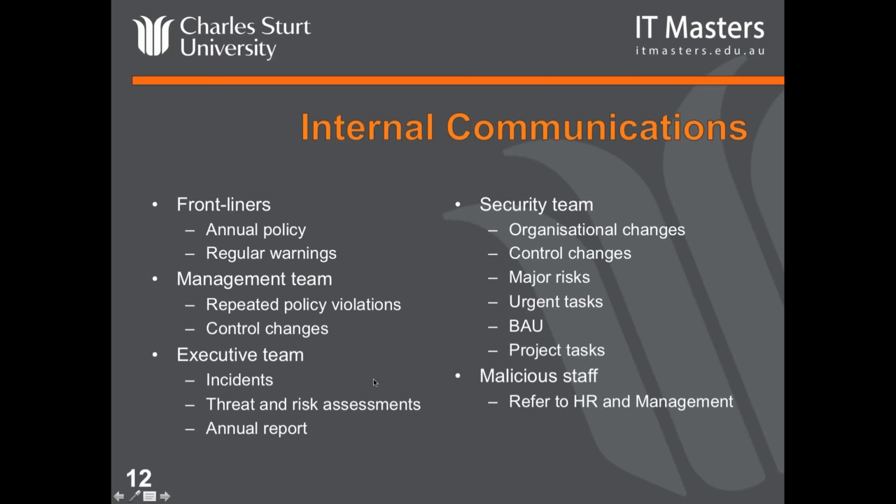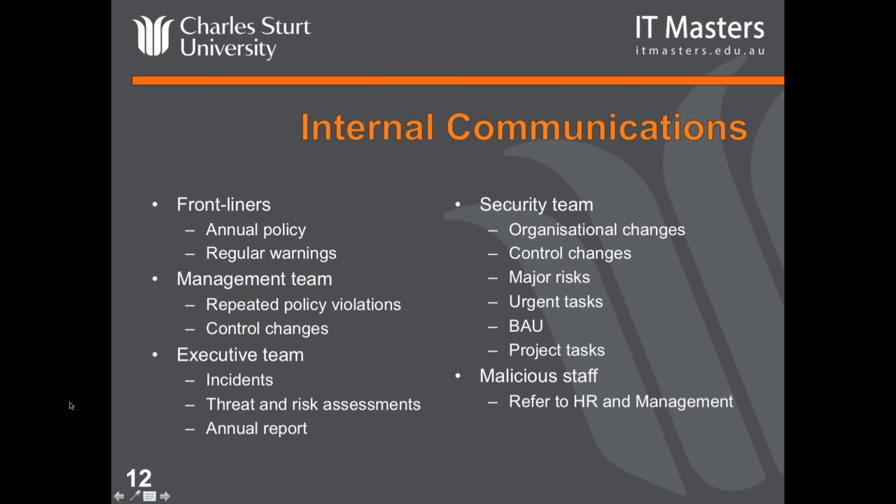Now, internal communication. We obviously need to be able to talk to frontliners as the cybersecurity manager. We get them to review policies annually. We give them regular warnings about don't open that crazy post office email, or that tax receipt, or that parcel delivery. You've got to be able to talk to the management team. If there are repeated policy violations, you need to discuss with them, or you need to change controls, like change systems so that they are more controlled. Then you need to talk about those things. So you need to be able to talk to the management team, and obviously up to the executive team.